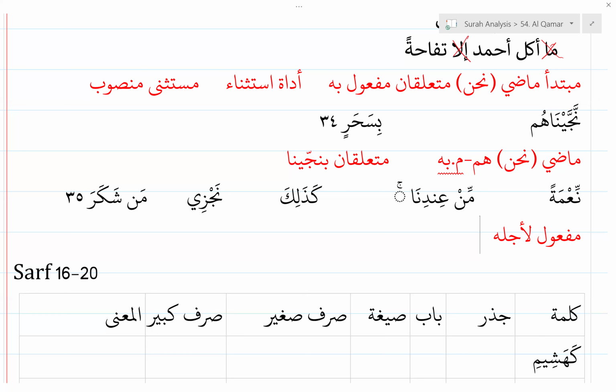Because if it was answering what, we would say najjayna, we rescued them, or we rescued this book or this computer, we rescued this thing or this person. But ni'matan is an idea. How do you rescue an idea? How do you rescue a blessing? It doesn't make sense as a maf'ul bihi. So you look at the other questions and you see it makes sense as a maf'ul lahu or a maf'ul li ajlihi. All right?